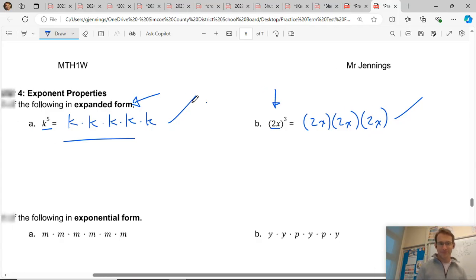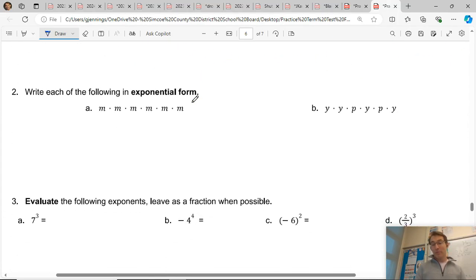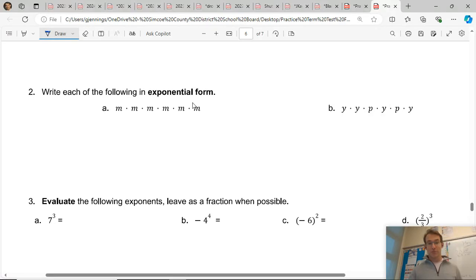Done. We can also work backwards to write things that are expanded in exponential form. So I count these as 1, 2, 3, 4, 5, 6 copies of m, so that's m to the 6. Over here I can count 2 copies of p, so that's p squared, and then 1, 2, 3, 4 copies of y, so p squared y to the 4. That's that.